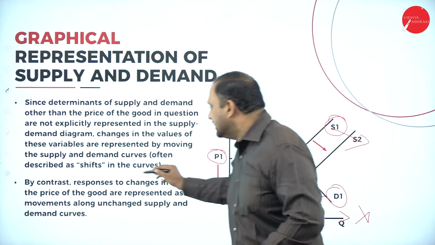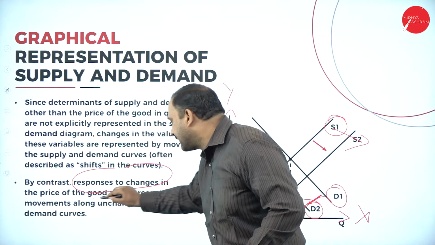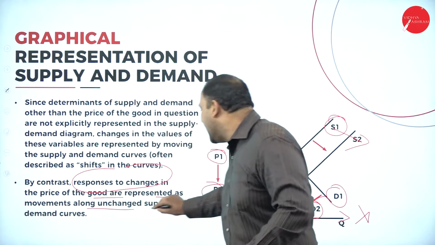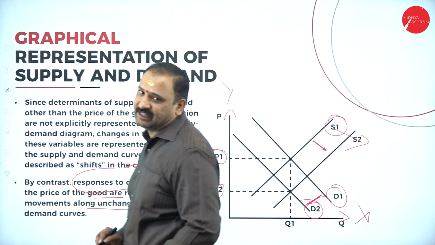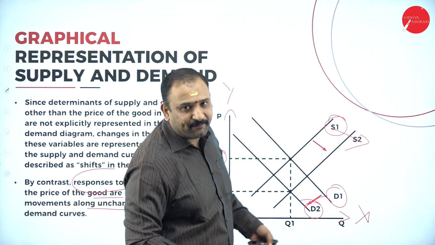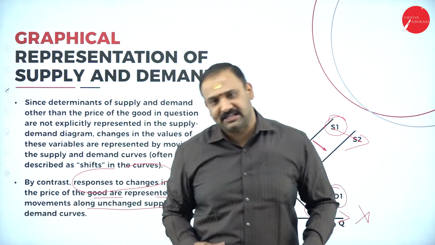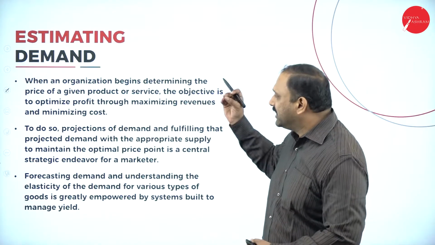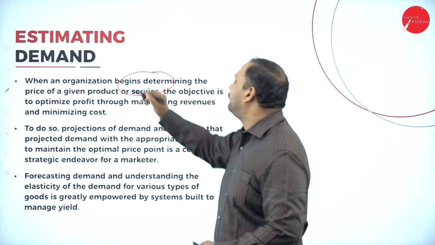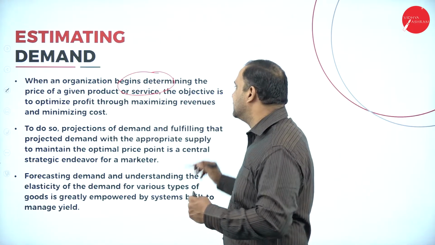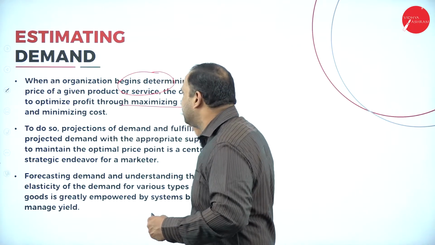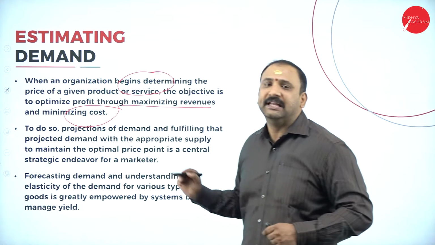By contrast, response to changes in the price of good are represented as movements along the unchanged supply and the demand curve. So we are representing here in a graphical manner the change in the price movements, followed by when an organization begins determining the price of a given product or service, the objective is to optimize the profit through maximizing revenues and minimizing cost.